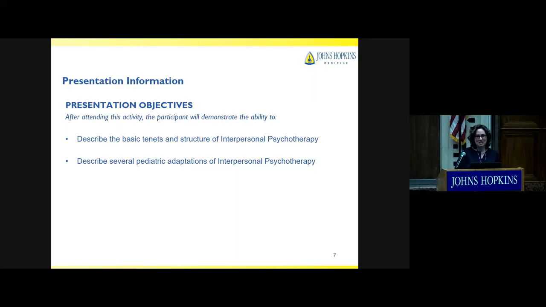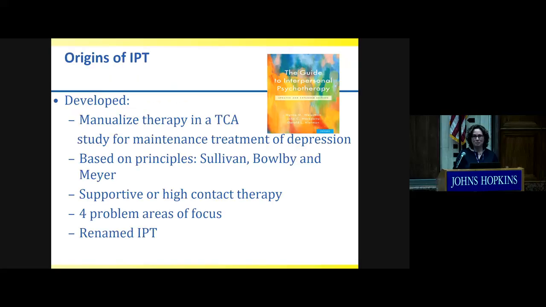All right. First, I'm going to talk about the origins of interpersonal psychotherapy before I talk about the pediatric adaptations. So the origins hail back to 1969 at Yale. Dr. Gerald Klerman and Dr. Eugene Pickel were tasked with designing a study to test the efficacy of tricyclic medications alone and with psychotherapy as maintenance treatment.